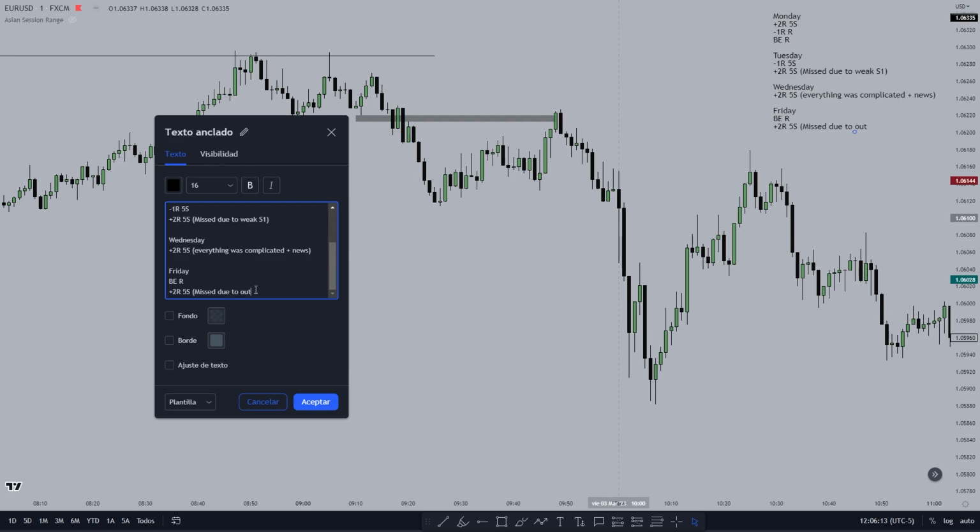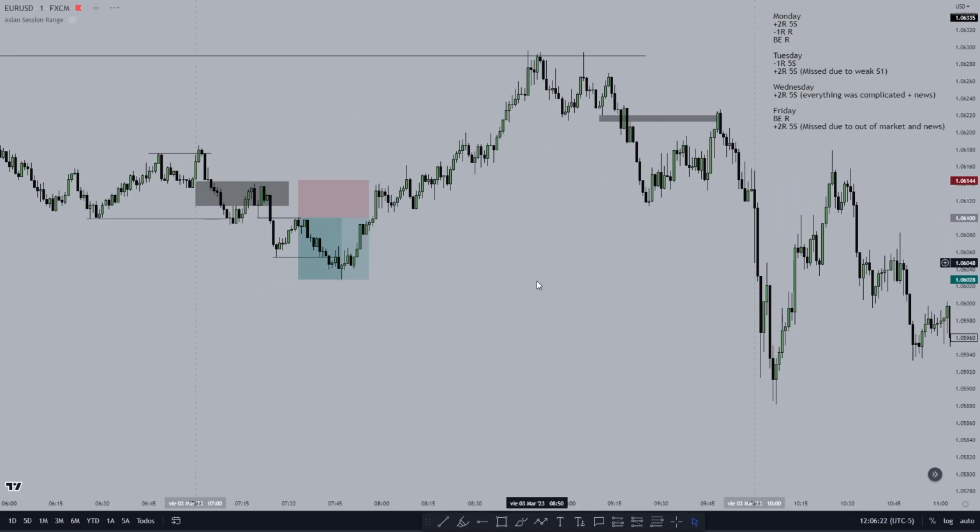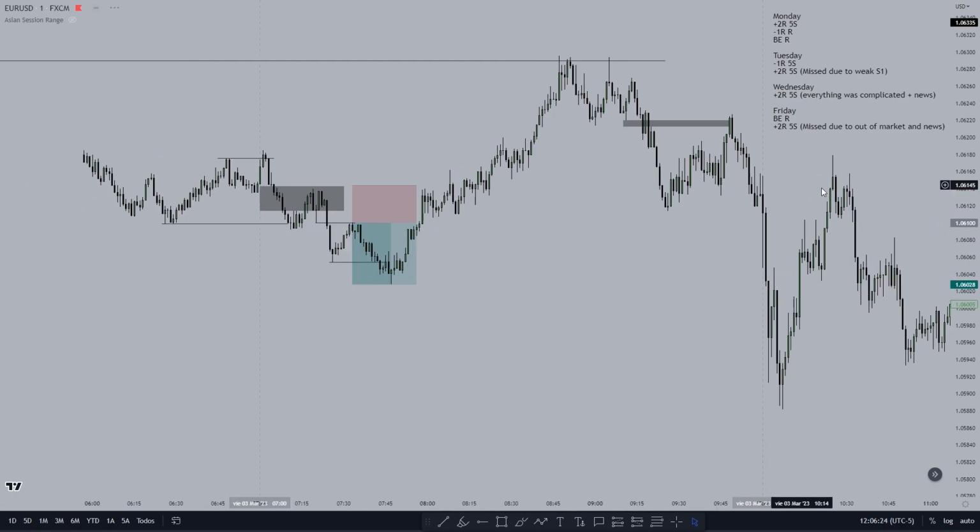Missed due to out of market, and yes, it would have been avoided either way, right? Because of the news, because we're executing 3 minutes before news, and we never know what could happen with those. But yeah, that's pretty much it.